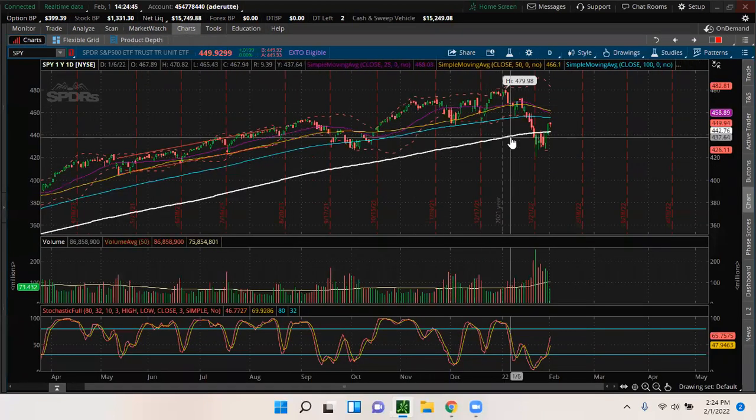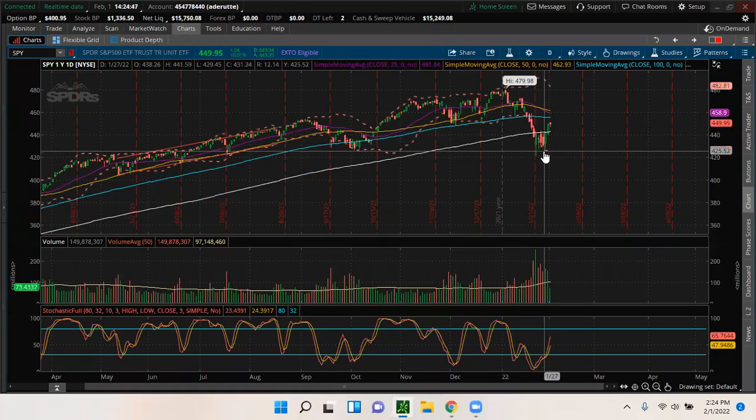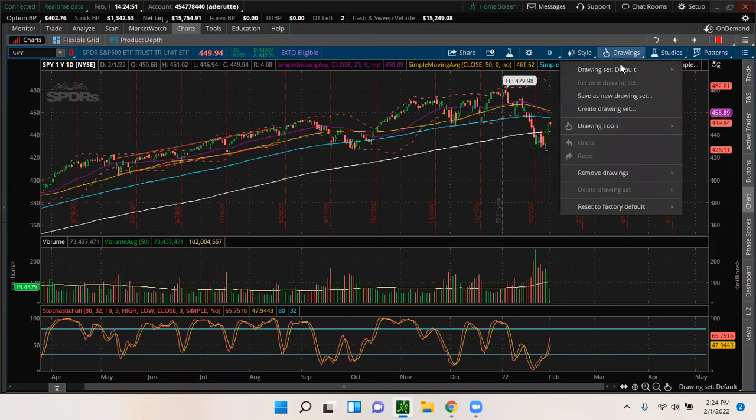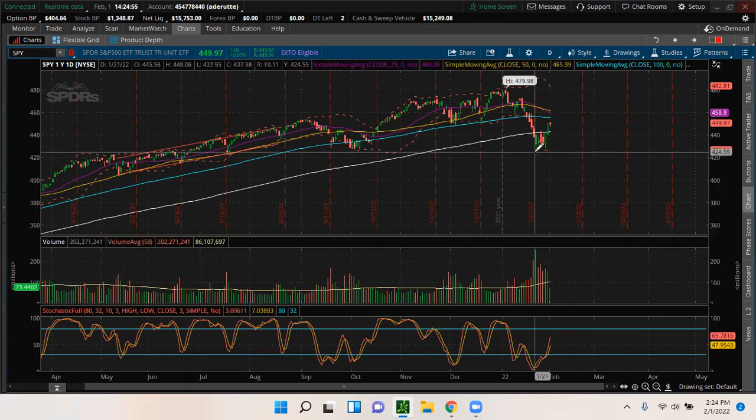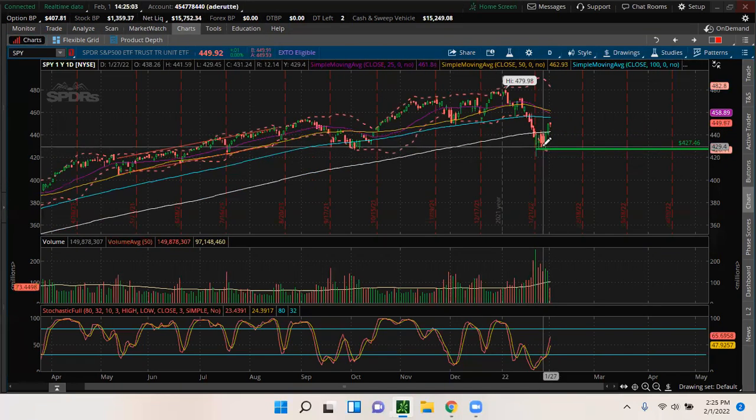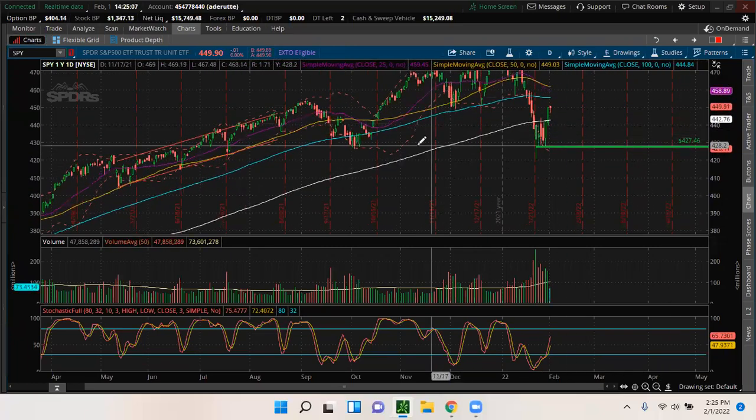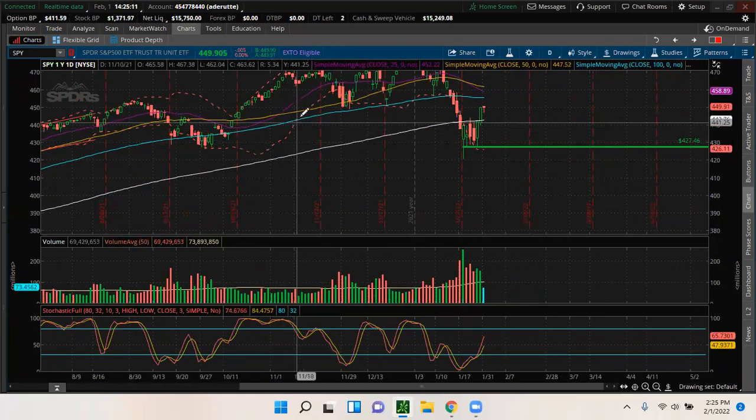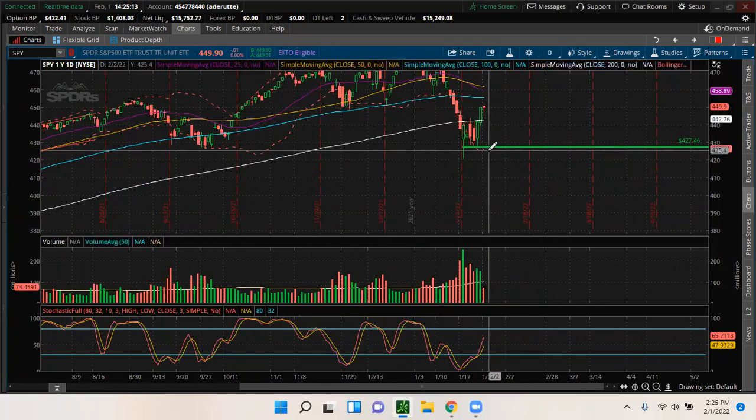So here I see there's strong support around here, right? Let me label that. So I'm going to do my little line. Here I see really strong support, and it's below the Bollinger Band, below the 200-day moving average. I only see the white line, which is the 200-day moving average. Do you see the dotted red line? Oh, yeah. So it's here.